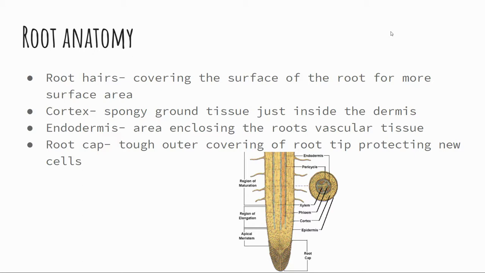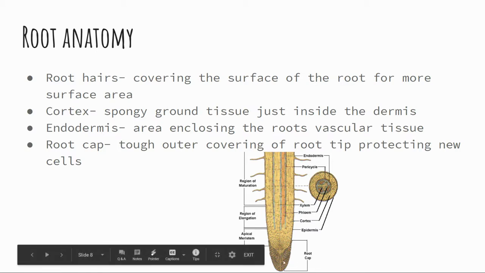So root anatomy, there's root hairs. Again, we said that increases the surface area, which is going to allow them to be more efficient with capturing nutrients and minerals and water. The cortex is spongy ground tissue just inside the dermis, or just inside the outermost layer. The endodermis is the area enclosing the root's vascular tissue, and the root cap is a tough outer covering of the root tip protecting new cells.